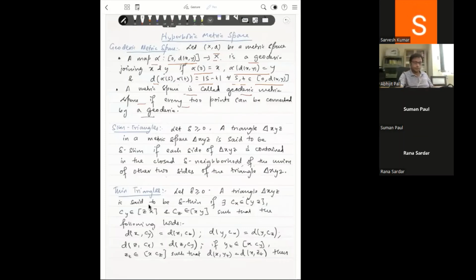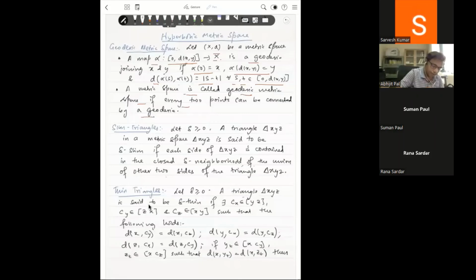So what are the examples of geodesic metric spaces? The upper half plane with the Poincare metric, this hyperbolic metric, is a geodesic metric space. If you take R2 with the Euclidean metric, it's a geodesic metric space, and you can get plenty of examples.